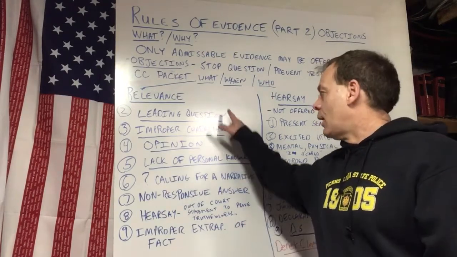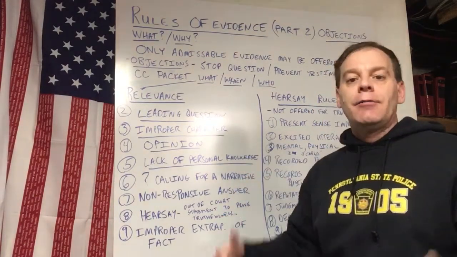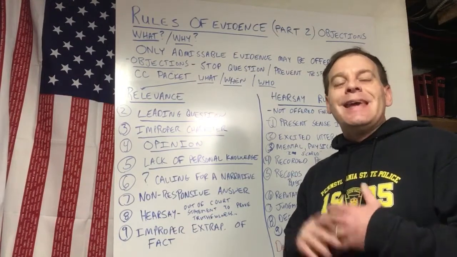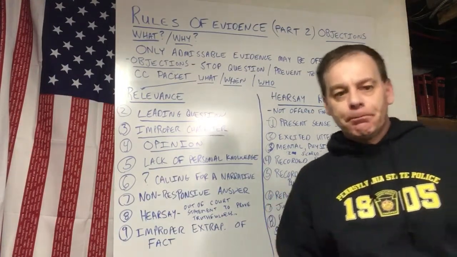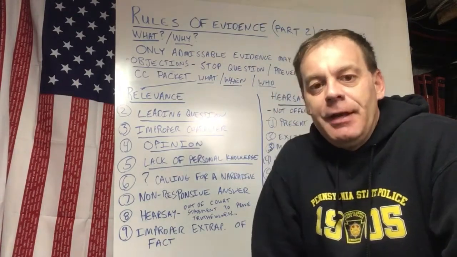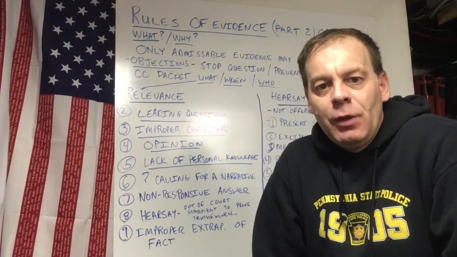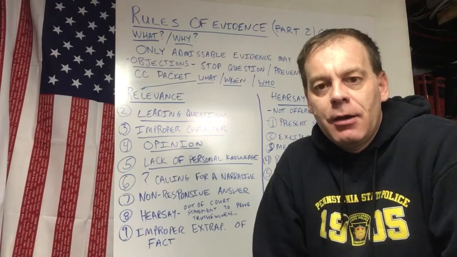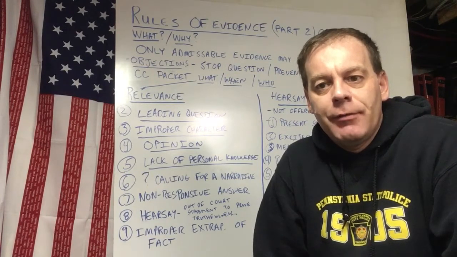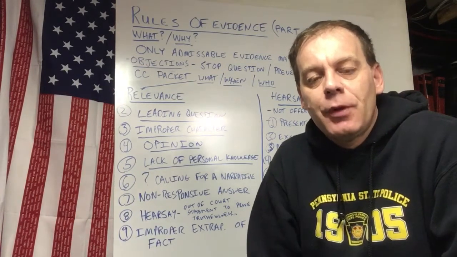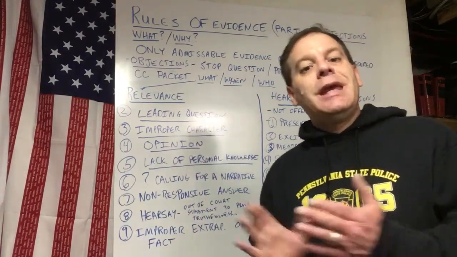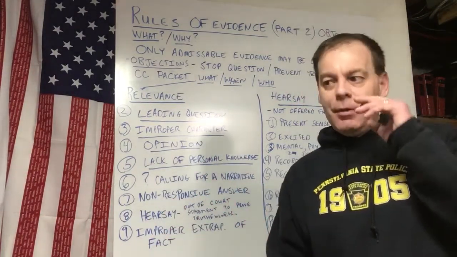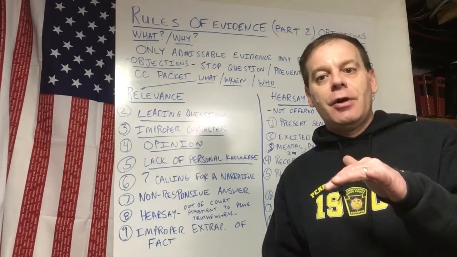The first is relevance. And what do we mean by relevance? Only evidence that's relevant may be admitted during trial. So if it is irrelevant, if it is not related to the case, it cannot come in. So we only allow relevant testimony. And even some testimony that may otherwise be relevant, going back to my photograph example, we keep out because it is unfairly prejudicial to the other side.